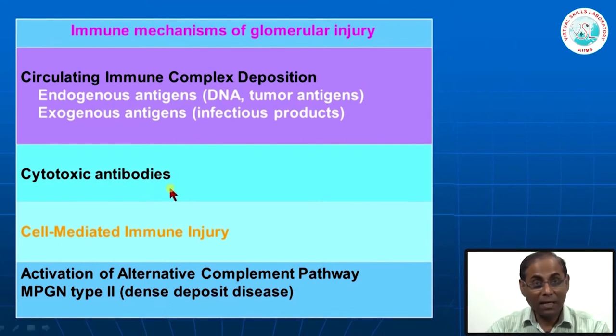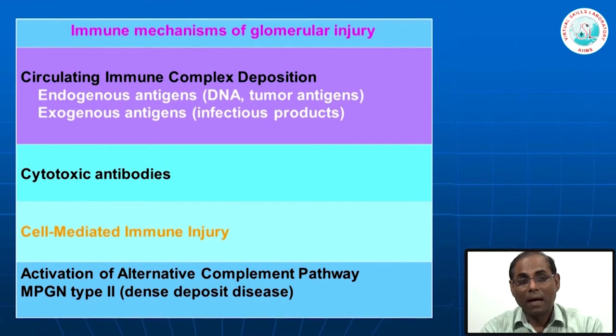Now, there may also be cytotoxic antibody, cell mediated injury of the glomerular structure, and activation of the alternative complement pathway. Complement mediated injury is much highlighted now, and we have the newer classification of membranoproliferative glomerulonephritis, where it is not associated with immunoglobulin deposits, but only with complement abnormalities or alternative complement pathway abnormality.